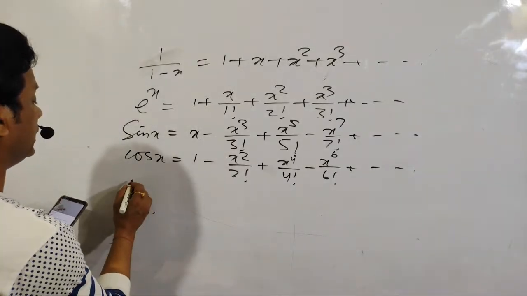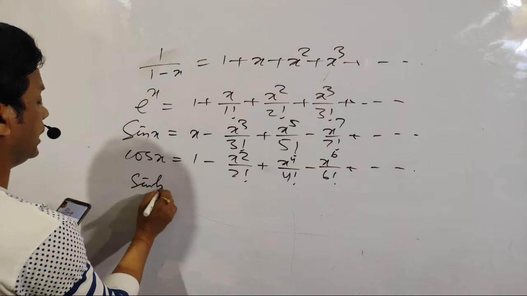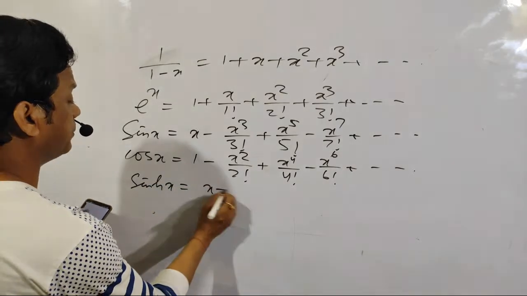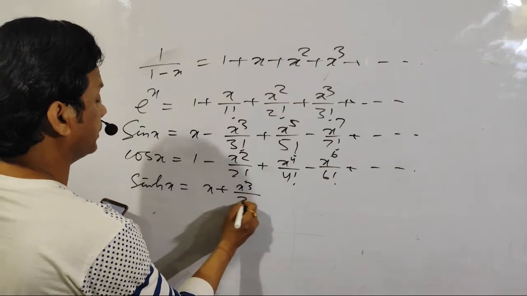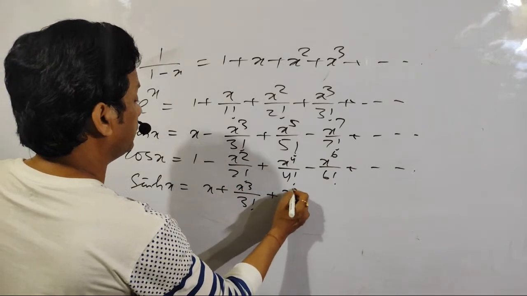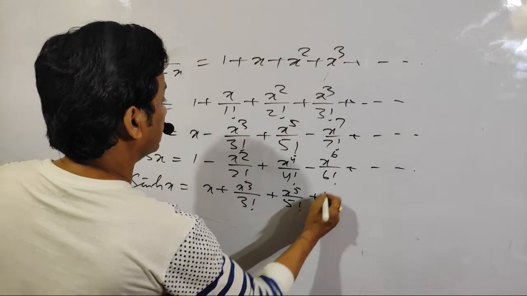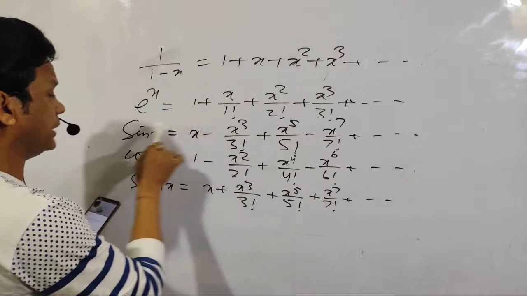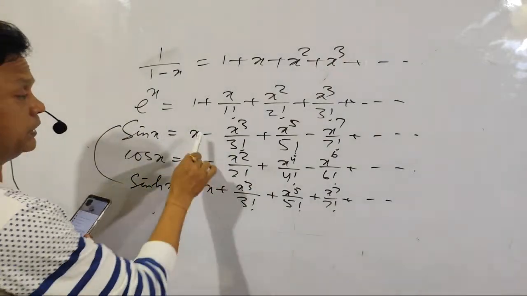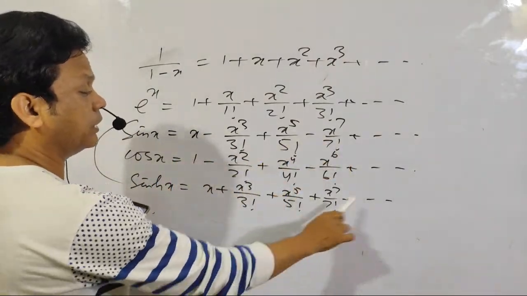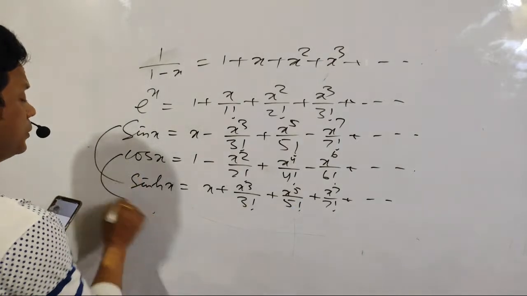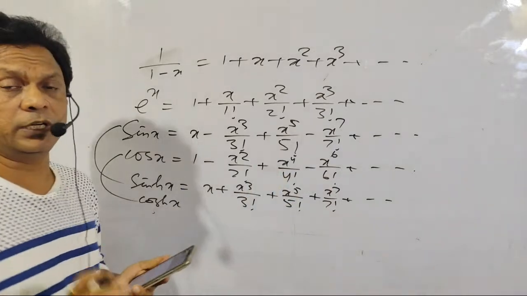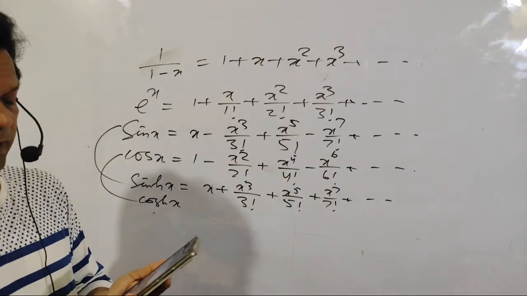Clear? And similarly, sin hyperbolic x will be x plus x cube by factorial 3 plus x to the 5 by factorial 5 plus x to the 7 by factorial 7 plus so on. All these are same, but in sin x alternate signs are there, here all are positive. Same thing also for cos hx. Same answer, but all are positive. Is that clear to you or not?